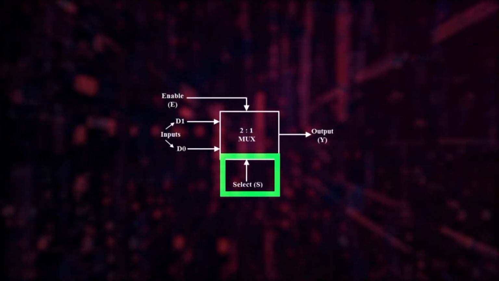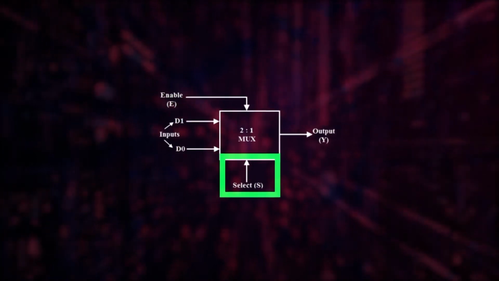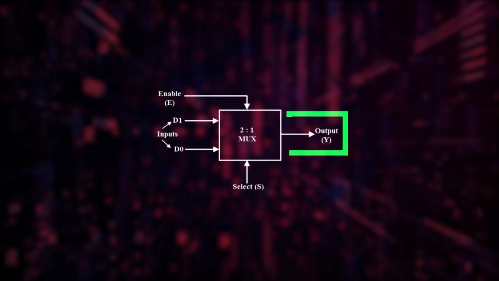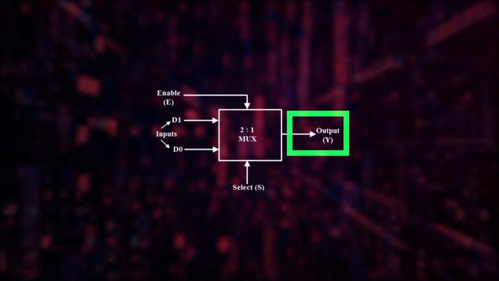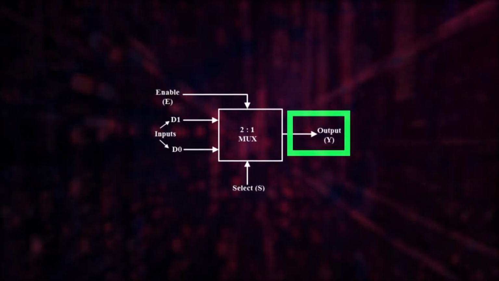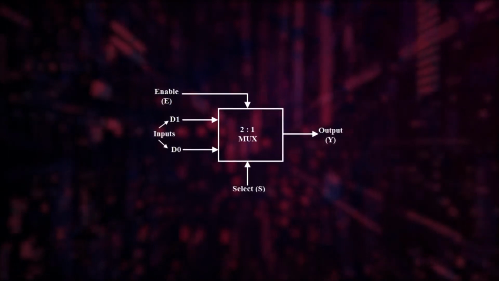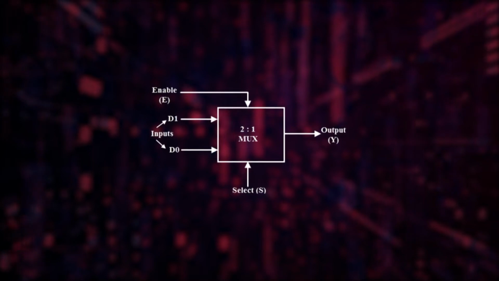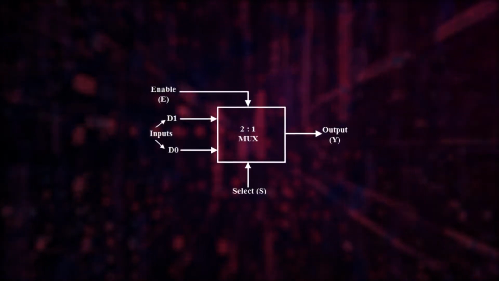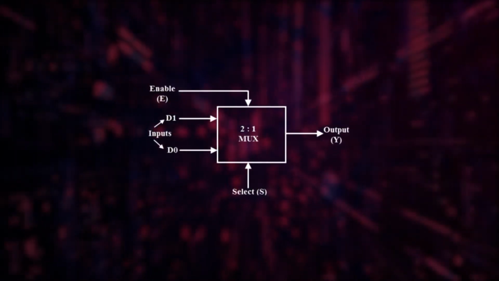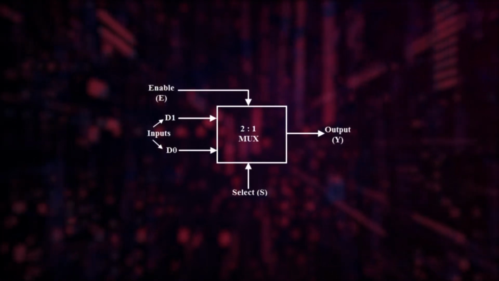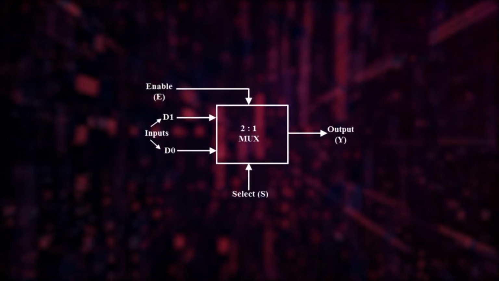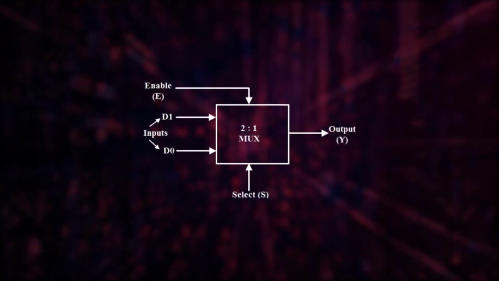So, one select line is adequate to do the operations. Depending on the select signal, the output is generated from either of the inputs. If the select line is low, that is S equal to 0, then the output will be switched to D0 input. Whereas, if select line is high, that is S equal to 1, then the output line will be switched to D1 input. Block diagram of a 2 to 1 multiplexer is shown here.